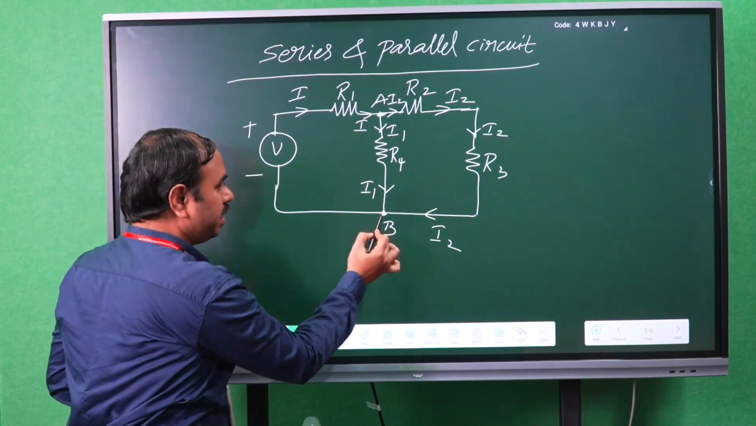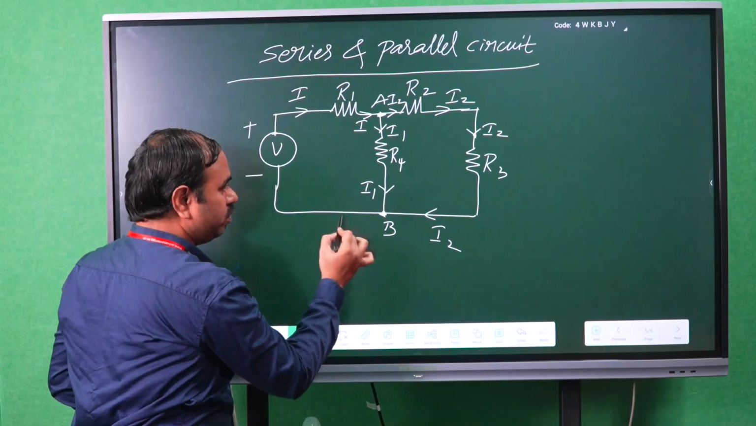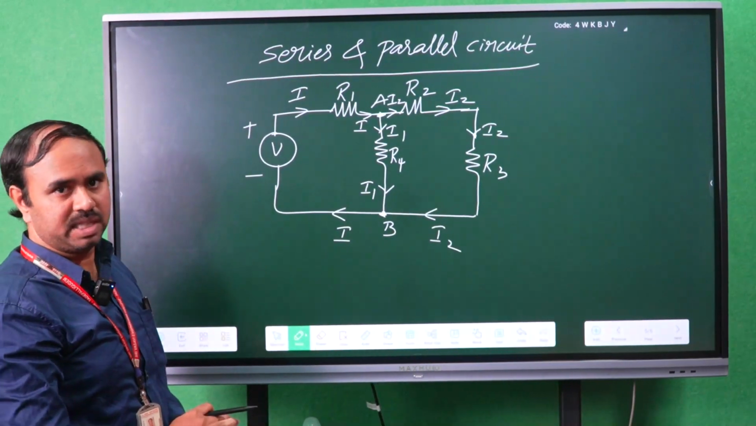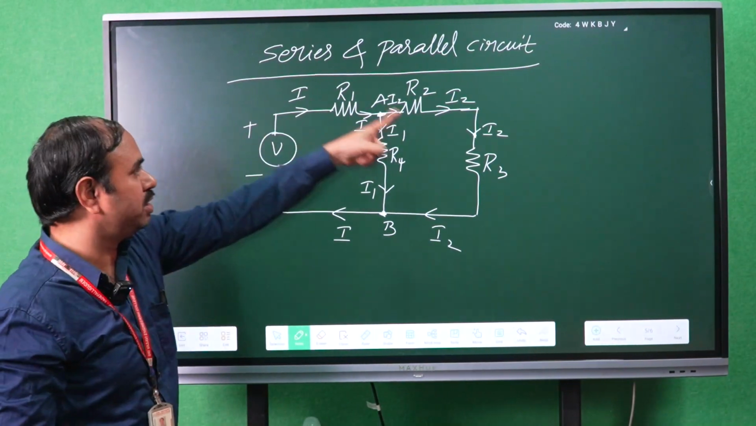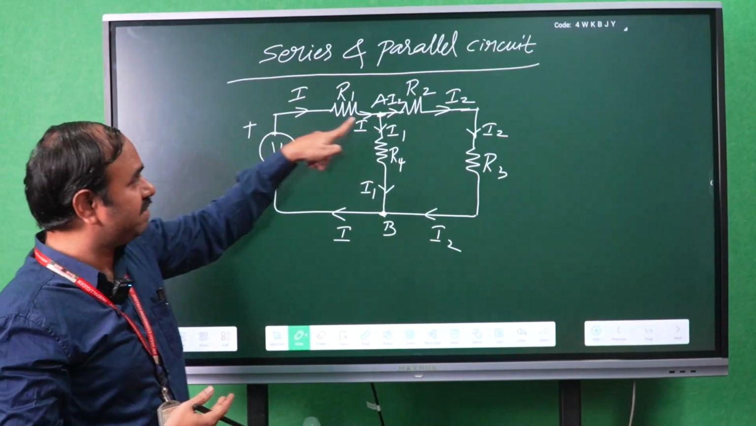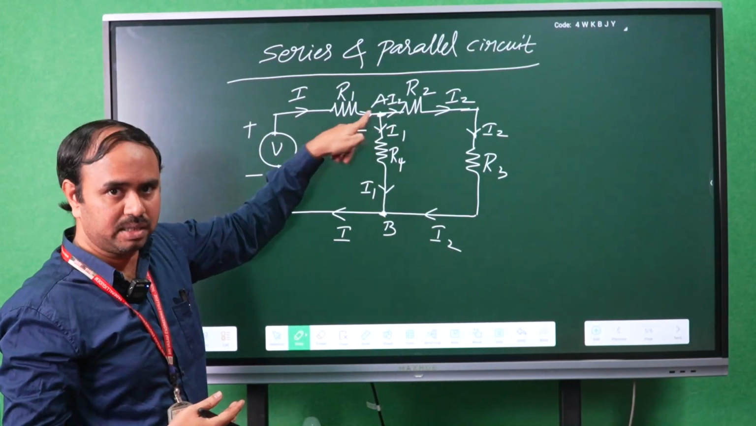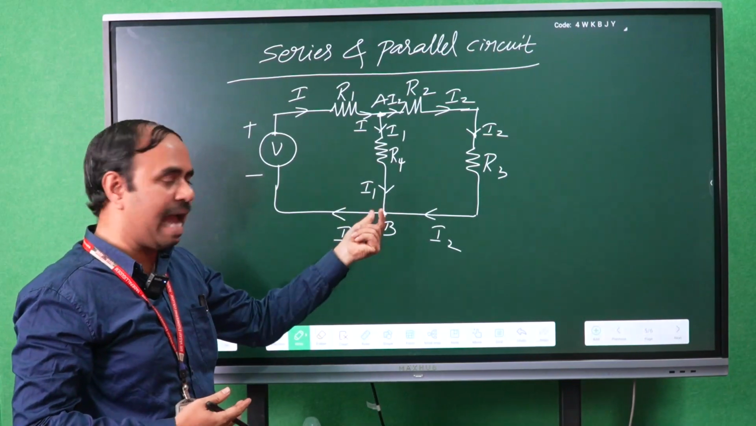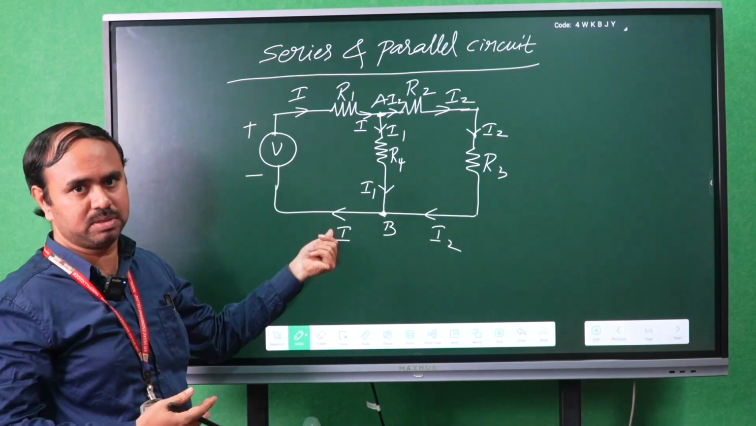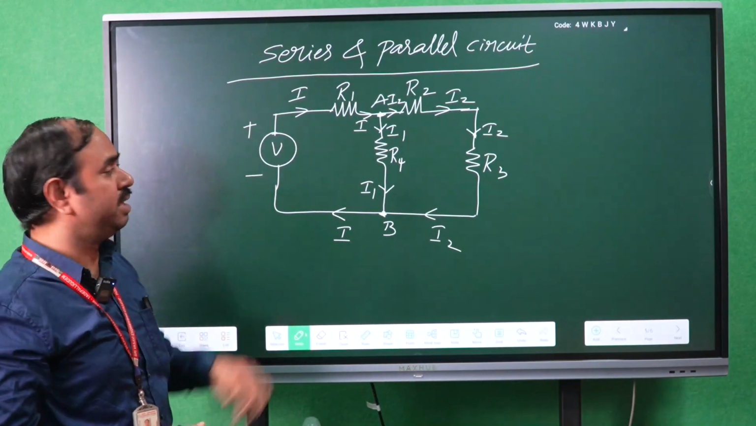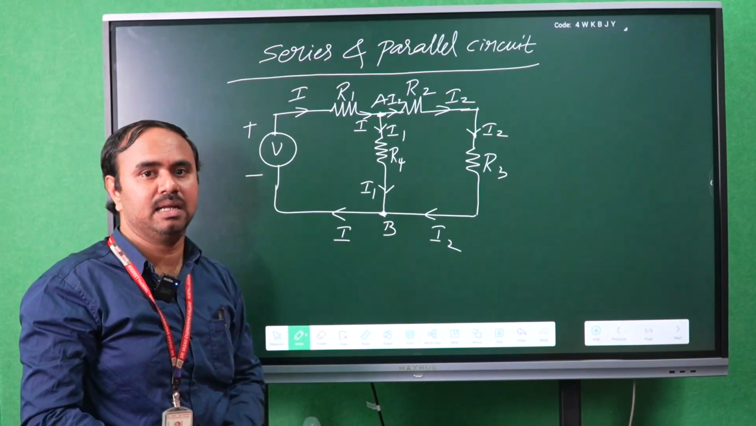So at node B, I1 plus I2 will be added up and it leads to total current I. Initially the current flows from higher potential to lower potential. So the total current is I. It was divided into I1 and I2 at node A, and later at node B, I1 and I2 are added up and total current forms. So this is the procedure happening in series parallel circuit.